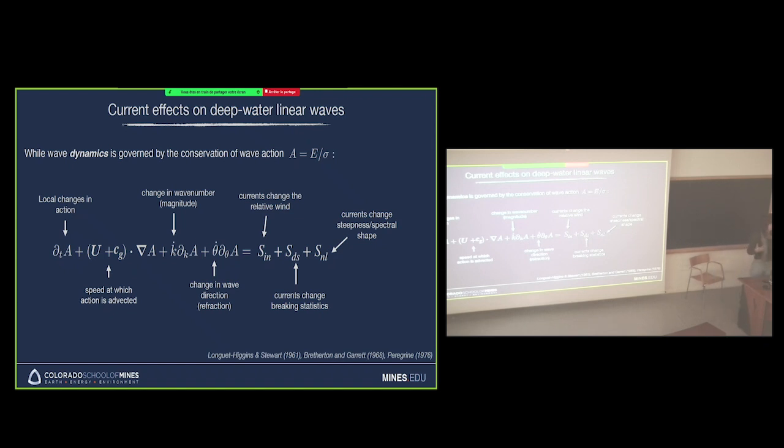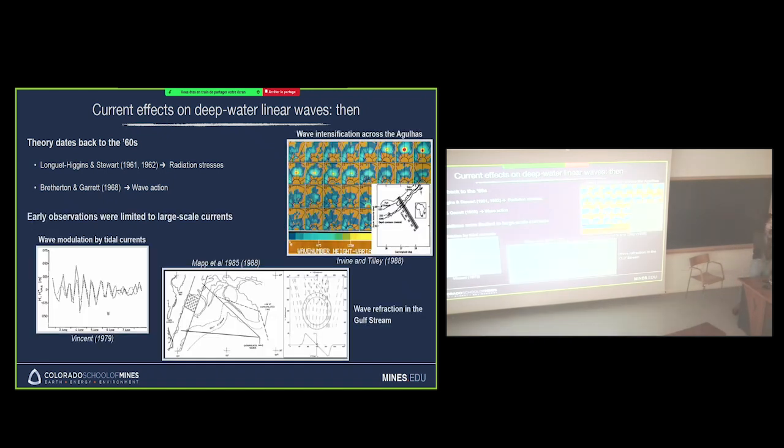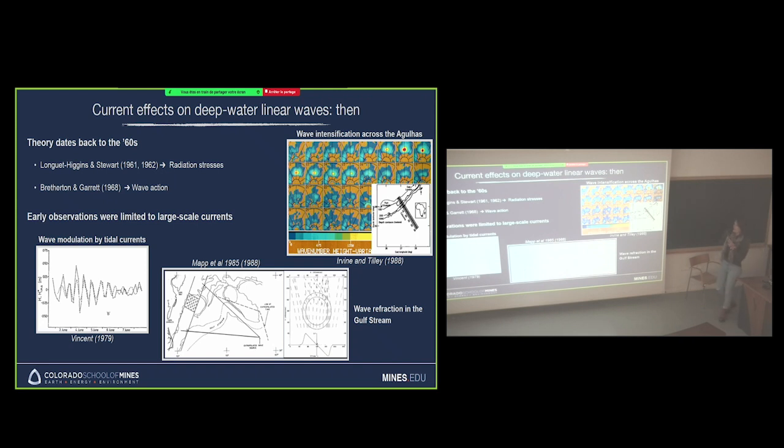The theory describing these processes is not new, and dates back to the 60s, where Longuet-Higgins and Stewart brought this up using a radiation stress framework, whereas Bretherton and Garrett focused on wave action. But if we look at early observations of these processes, most of them focused on large-scale currents. Over here on the far right, we see the modulation of significant wave height by a tidal current observed by Vincent in '79.